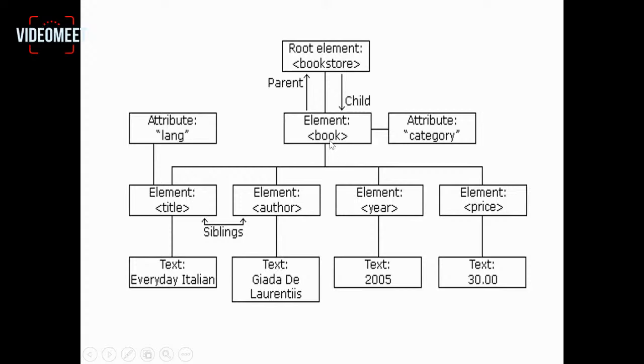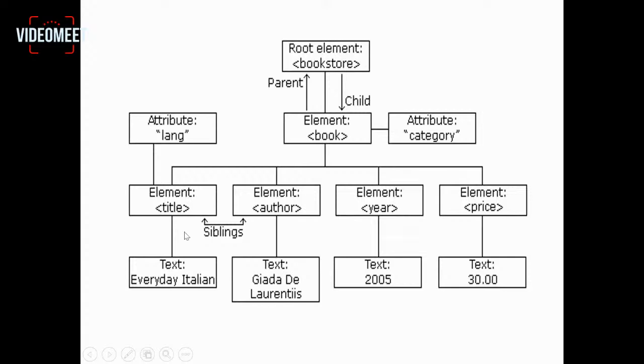Then the book tag in turn has how many children? Four children: title, author, year, and price tag. So these four tags are child tags for the book tag. And this title tag again has an attribute called lang, right? And author doesn't have any attribute, year doesn't have any attribute, price doesn't have any attribute. So we can call title, author, year, price siblings, just like head and body are siblings for an HTML doc, because they are at the same level in the tree representation, head and body, right?